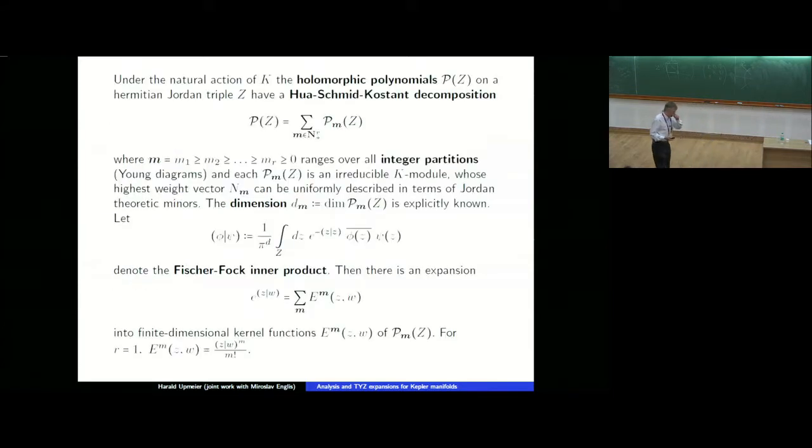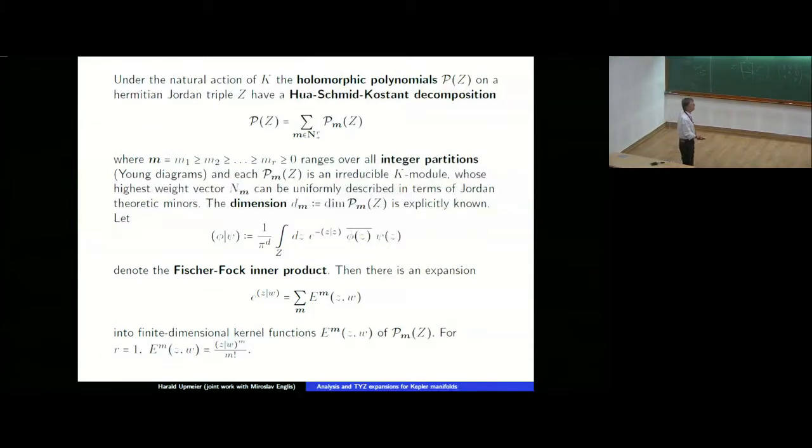We need some background on representation theory of the compact group K. Namely, look at all the polynomials on my Hermitian triple Z under the group action of K. The polynomials have a multiplicity-free decomposition. That's a very famous theorem by Schmid. Well, Kostant claims he proved it first, and the first calculations were done by Hua, so let's call it the Hua-Schmid-Kostant decomposition, into irreducibles indexed by partitions.